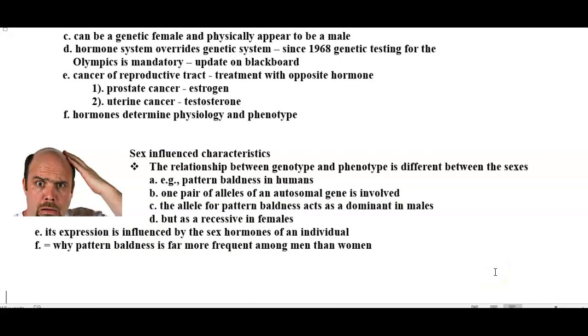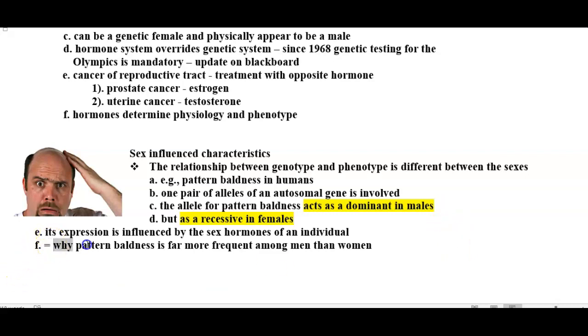The relationship between genotype and phenotype is going to be different between the sexes, and our example is going to be pattern baldness in humans. Talking about this kind of baldness right there. It's going to be one pair of alleles of an autosomal gene that's going to be involved, and it is going to act as a dominant in males. So this allele acts as a dominant in males because of the higher testosterone, and it acts as a recessive in females. So males will only need one, but females will need two.